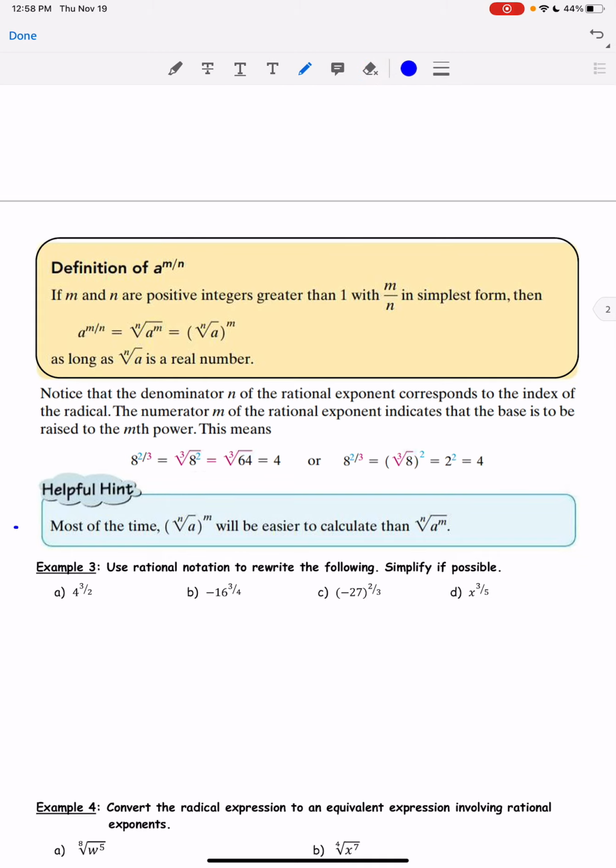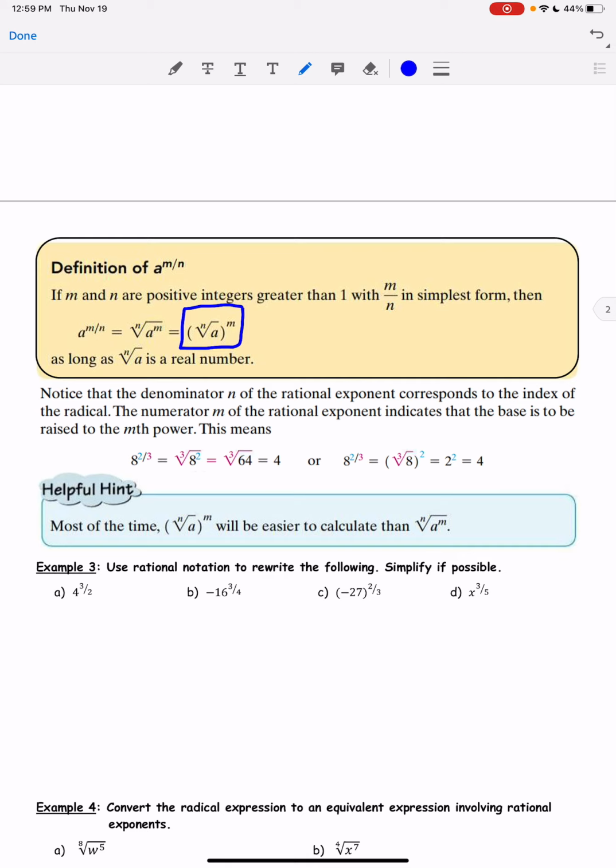It does say here in your helpful hint that most of the time it's going to be easier to have that exponent on the outside. And it's really the same thing no matter what. But notice here we got 64 versus 2. When you take that exponent first, it just causes you to have bigger numbers. And so that's why they usually like this form here, just because you're always going to be dealing with smaller numbers since you're taking the nth root of a number. So I am going to use this definition here.